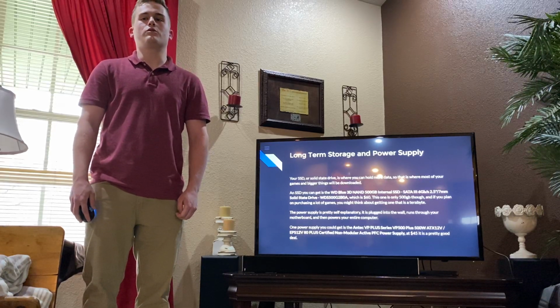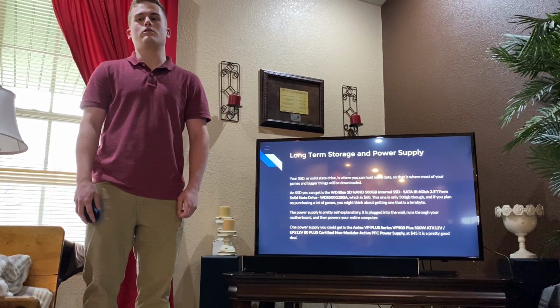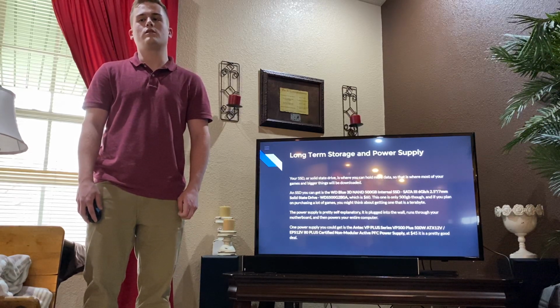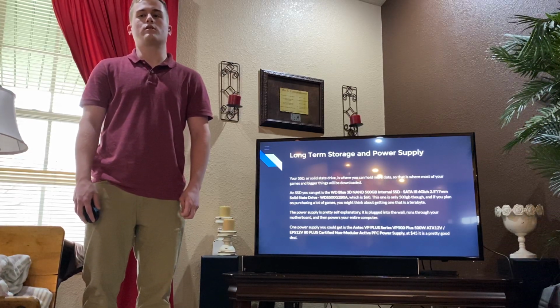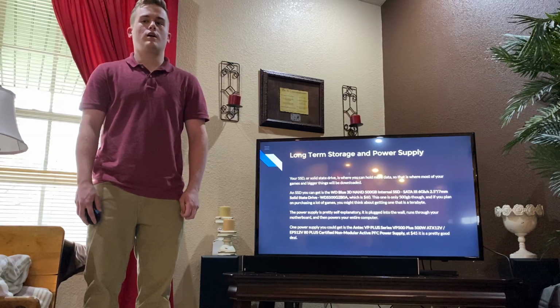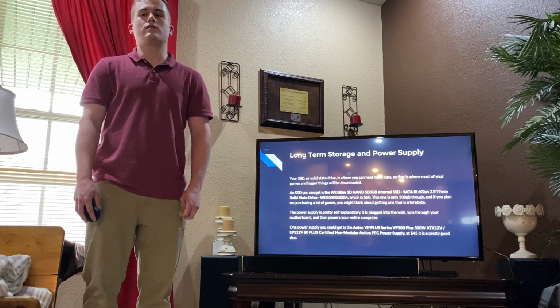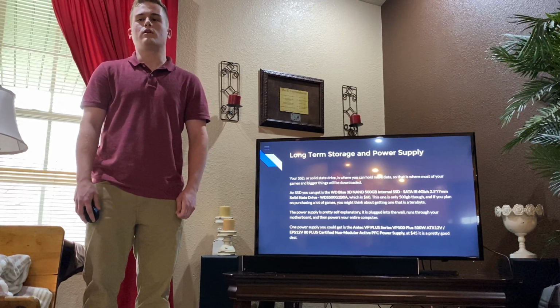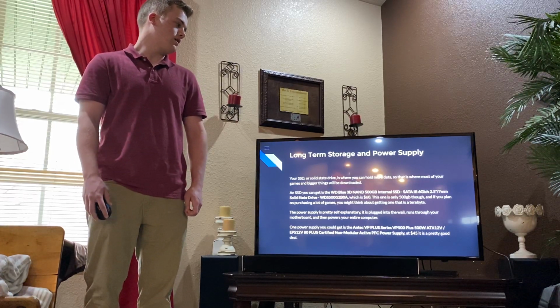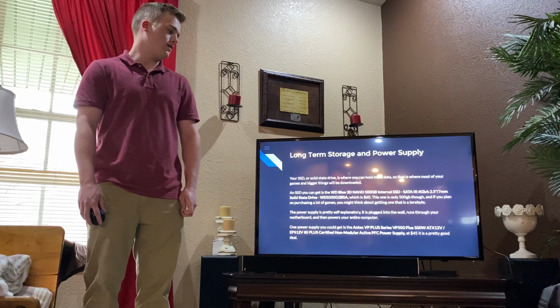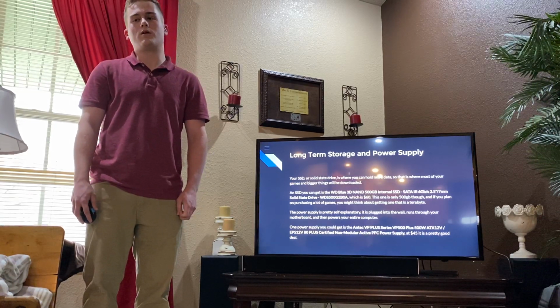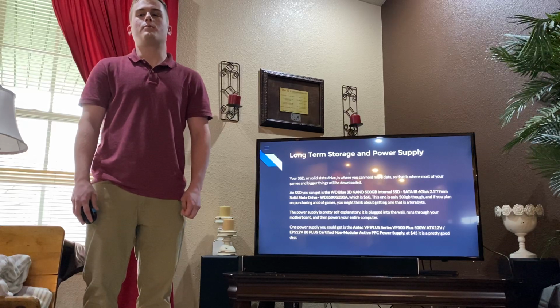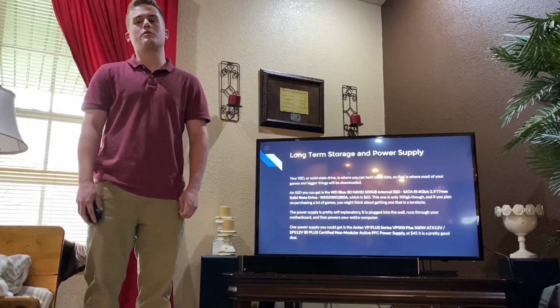Long-term storage and power supply. Your SSD or solid-state drive is where you can hold more data, so it is where most of your games and bigger things will be downloaded. An SSD you can get is this one, and this one is $60. This one is only 500 gigabytes though, and if you plan on getting a lot of games, you should probably get a terabyte one.